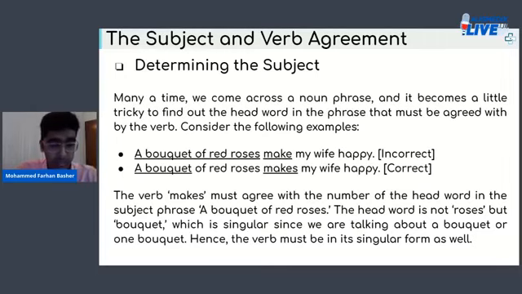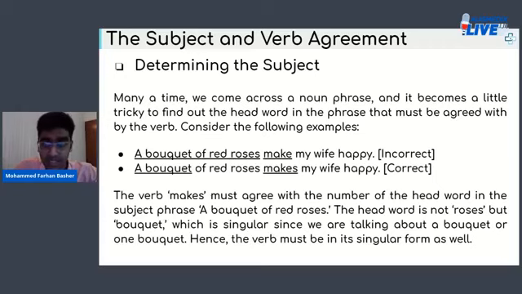Just because the word roses is right before the verb make or makes, don't think that roses is the subject and that the verb make must agree with it. But bouquet, which is singular, since we are talking about one bouquet, hence the verb must be in its singular form as well. Therefore, since the head word in the subject phrase is the word bouquet, a singular noun, the verb following must be singular as well, which is why we say a bouquet of red roses makes my wife happy.